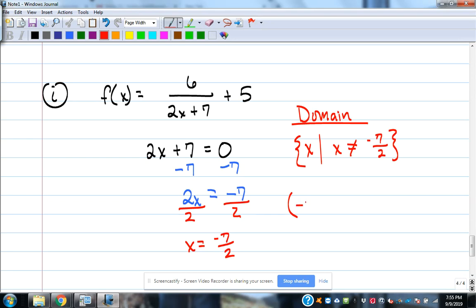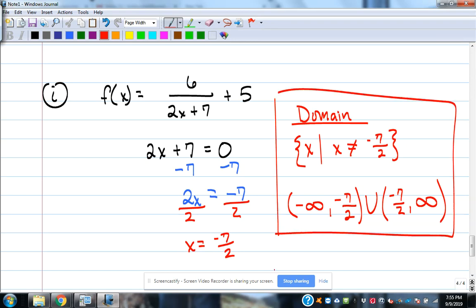So anytime we're skipping a number, this is what happens. You got that U and then parentheses with that number in both spots. That's how you skip a number in the domain. Always going to be a U, never going to be an intersection. So it's always a U. All right. So there's our domain for that one.